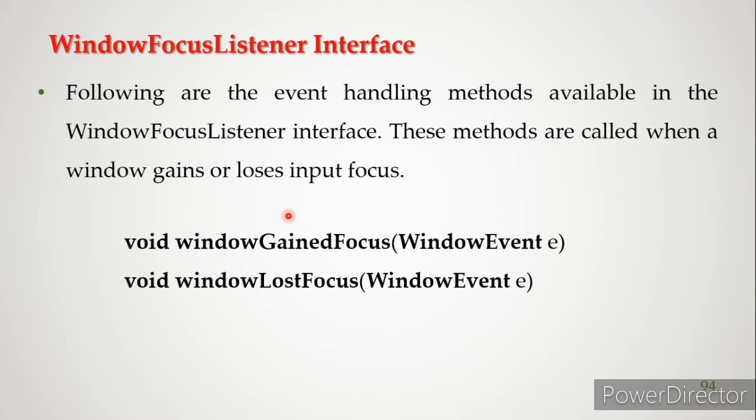Next is the window focus listener interface. Suppose I have opened a window. I already showed how a window will gain focus and how it loses focus. When the window gains its input focus, the window focus listener interface will call windowGainedFocus. When it loses its input focus, it will call windowLostFocus.